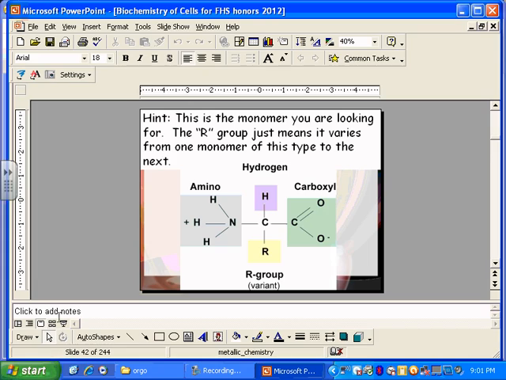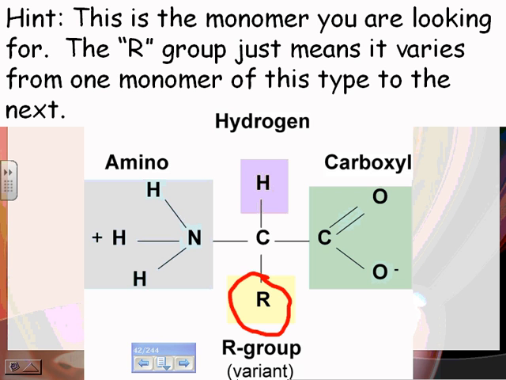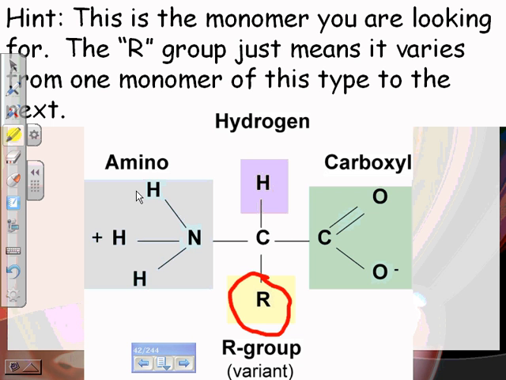Okay. This is just a picture of the monomer. So here's your nitrogen, carbon with an O that we've been talking about. And this thing is called an R group. This means the variant, that means it changes. So that's the part that I circled in black a couple slides back that showed, hey, this is the part that's different. This is the part that I colored in yellow.